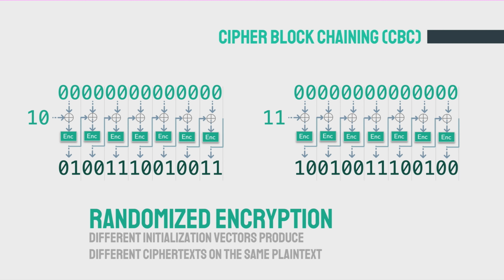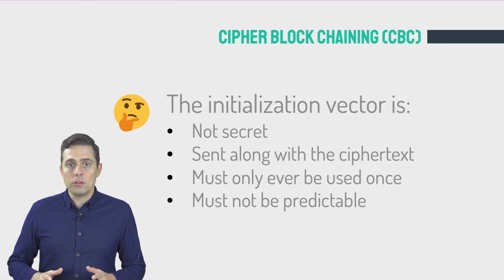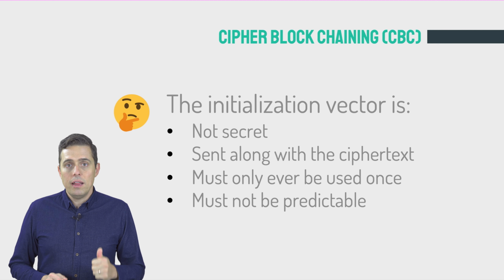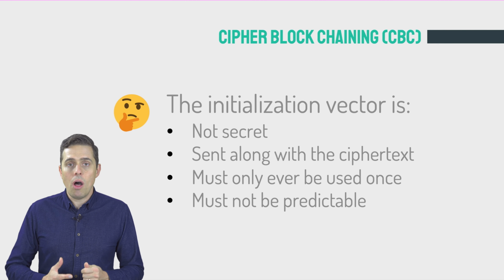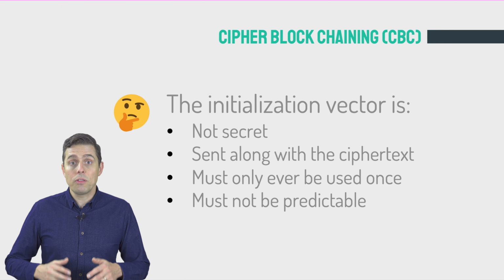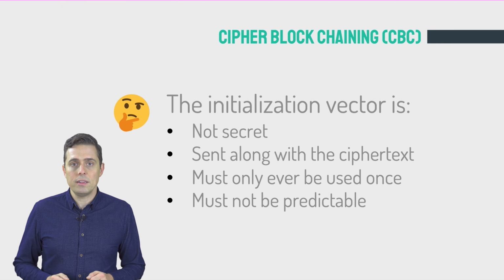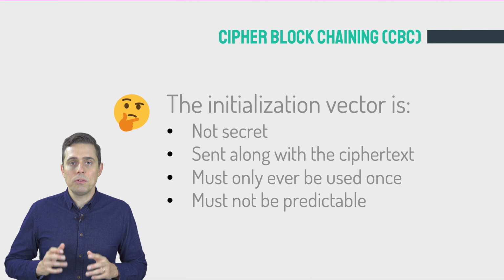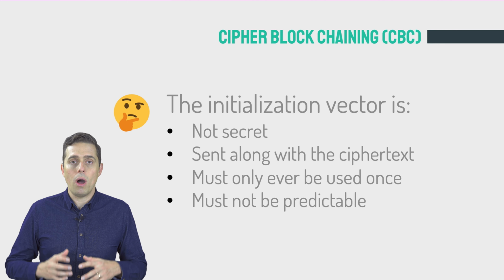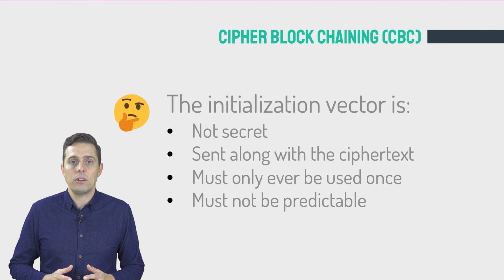Now there's a few important points to make about the initialization vector. The first is that the IV is not a secret. In fact, it is sent along with the ciphertext through the communication channel. Now for the IV to be effective at preventing the chosen plaintext attack, we need to make sure of two things. The first is that the IV is never reused. The second is that the IV is also unpredictable to the attacker ahead of time.